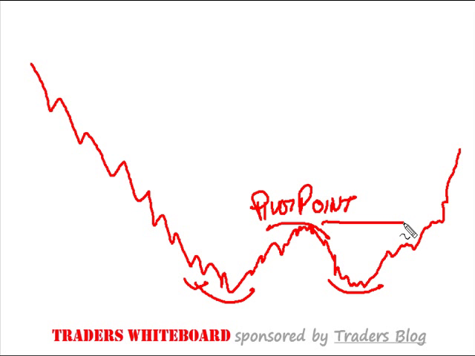Remember the pivot point, very important. Project it to the right again. And then you have a situation where you measure from the top of the pivot point to the two lows on the double bottom. And that's your measurement. Then you project that same measurement to the upside. And that is where you should be taking your profits.